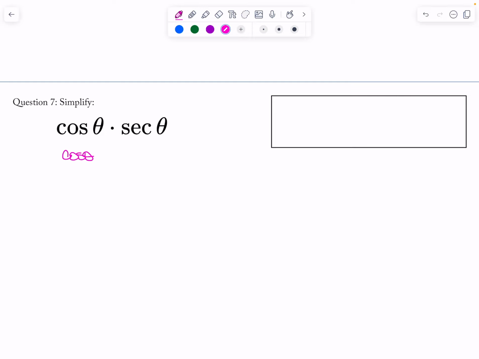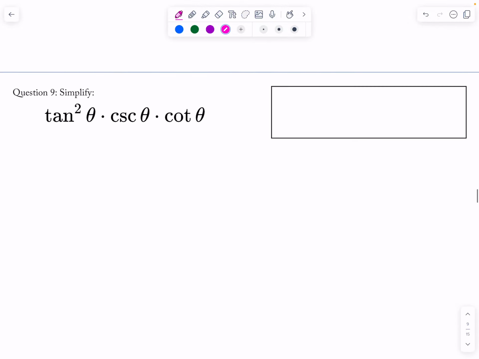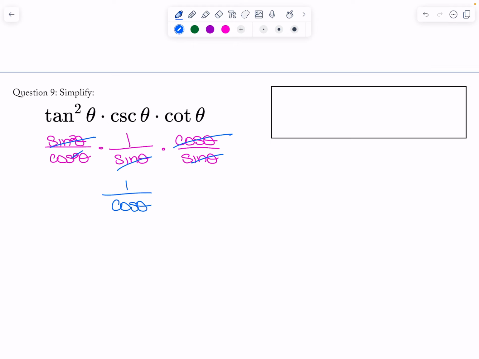Okay, so cosine of theta, and then I have 1 over cosine of theta. And again, my cosines cancel out, and I'm left with 1. Going to 9, tangent squared is the same thing as sine squared theta over cosine squared theta. Cosecant is the same thing as 1 over sine of theta, and cotangent is the same thing as cosine theta over sine of theta. I have 2 sine of thetas in my denominator, 2 of them in my numerator. I have 1 cosine in my numerator and 2 of them in my denominator, so one of them can go away, and I'm left with 1 over cosine of theta, which is secant of theta.